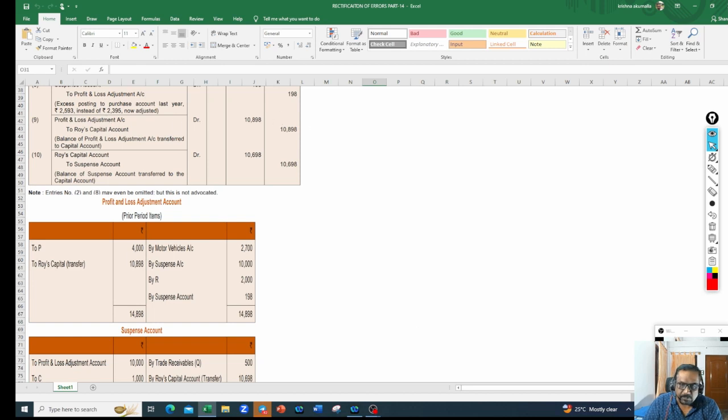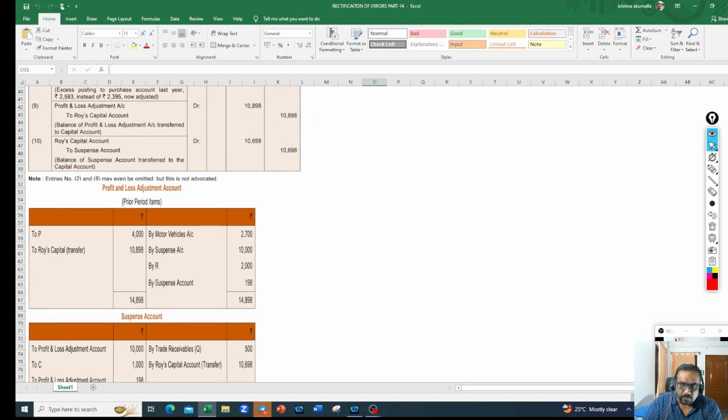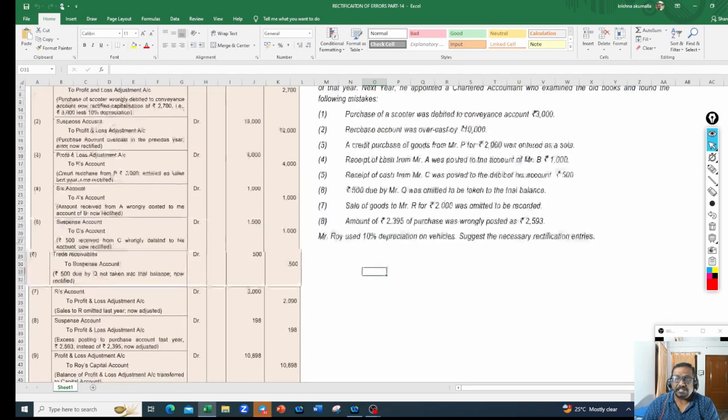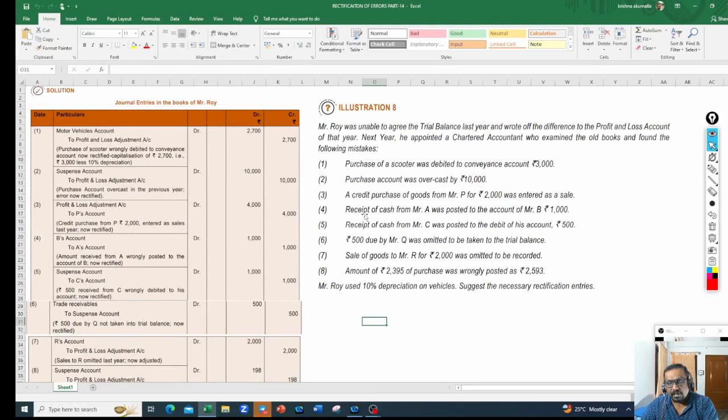And here in suspense account, what we did, suspense account after balancing, we have got the balance in credit side by Rise capital. So Rise capital account has to be debited and suspense account has to be credited. So to the extent of 10,698 is the balance we transfer to capital account. So this is how this problem has to be worked out.